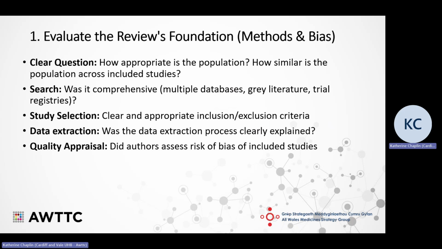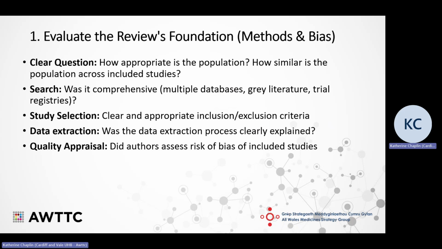So regarding the research question, how appropriate was the population and how similar was the population across the included studies? This includes things like age, gender, diagnosis, disease stage, treatment stage. Was the search comprehensive? How many and what types of databases were searched? How about grey literature and trial registries? How likely is it that relevant studies may have been missed? Were inclusion and exclusion criteria appropriate? Were studies in certain subgroups of patients excluded? Why might this have been?